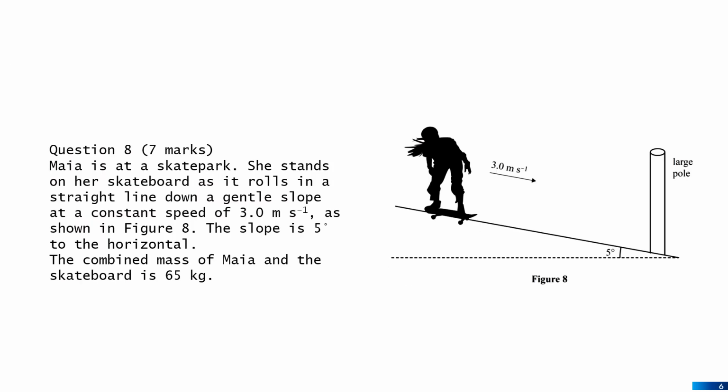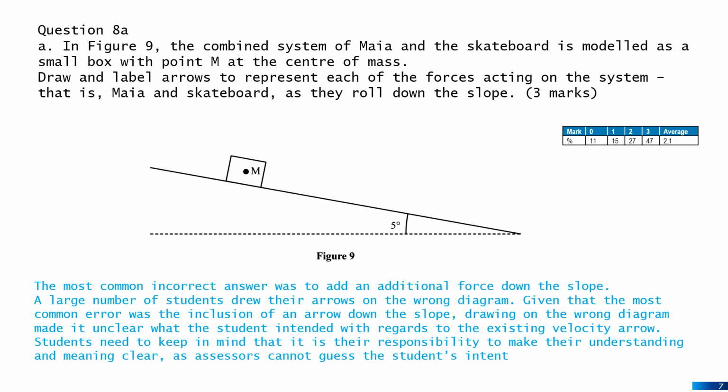Maya moves at constant speed on the slope. The slope is 5 degrees to the horizontal and the combined mass is 65 kilograms. Draw and label each force acting on the system. The gravitational force must be perpendicular to the horizontal, and the normal force perpendicular to the slope. Don't forget the frictional force. Because this motion is at constant velocity, the frictional force must balance the component of gravity along the slope. Frictional force must be parallel to the slope.